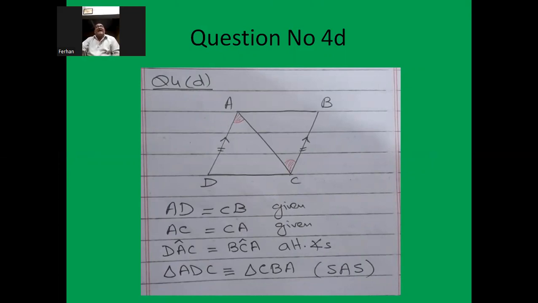So the AD side and the CB side are both equal. It is given. The AC side and the CA side are both equal. The reason is it is the common side. And the DAC angle and the BCA angle are both equal to each other because they are alternate angles. So the triangle ADC is congruent to the triangle CBA. The reason is side angle side.